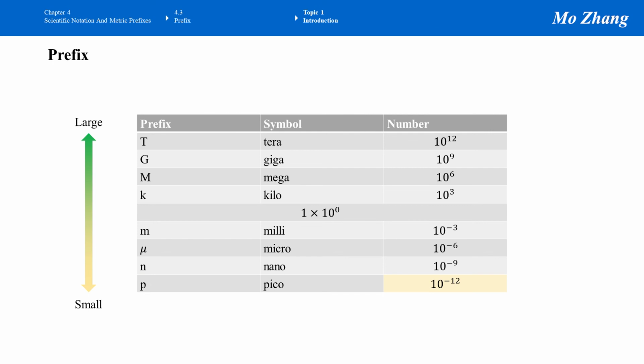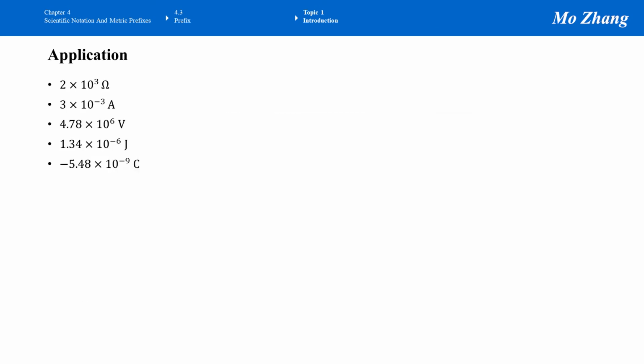Let's work on these examples. This example shows the application, why we need to learn prefixes and engineering notation. As you can see, all these numbers are expressed in engineering notation. The number portion for every value is greater than or equal to 1 and less than 1,000, and every exponent is a multiple of 3. All these 5 numbers are expressed in engineering notation.